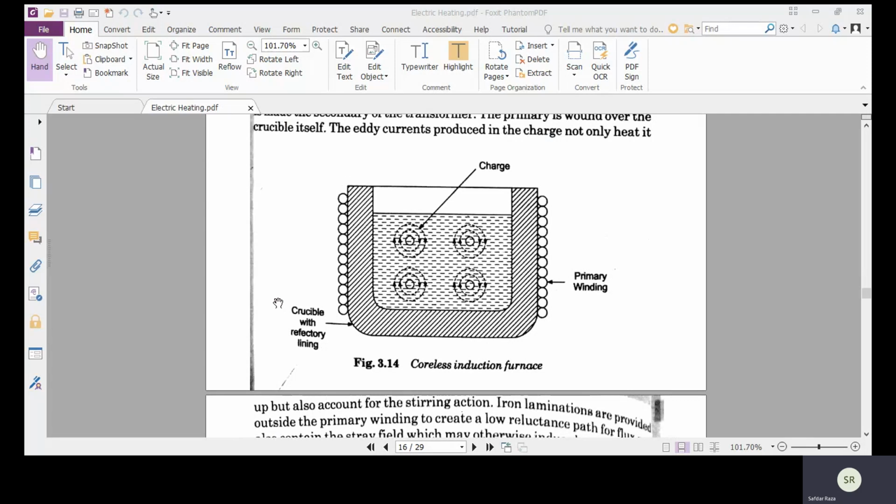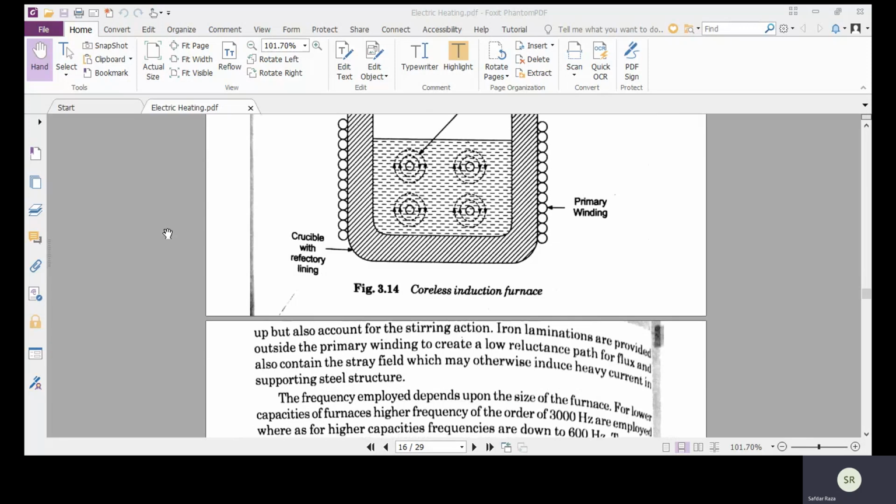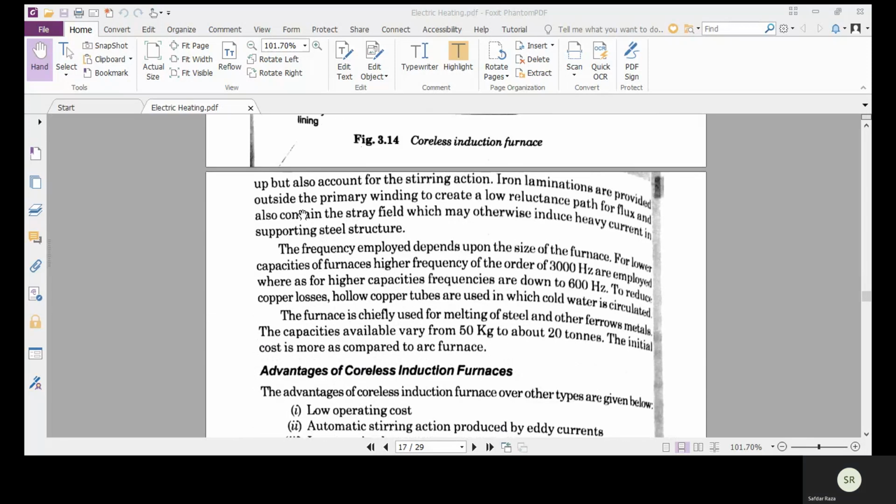In the figure, there is no core, but there is a crucible which is shown by this. These small circles are basically the primary winding, which is connected with the crucible. And within the crucible, there is the charge or the material which is to be heated or melted. Iron laminations are provided outside the primary winding to create a low reluctance path for flux, and also contain the stray field which may otherwise induce heavy current in the supporting steel structure.